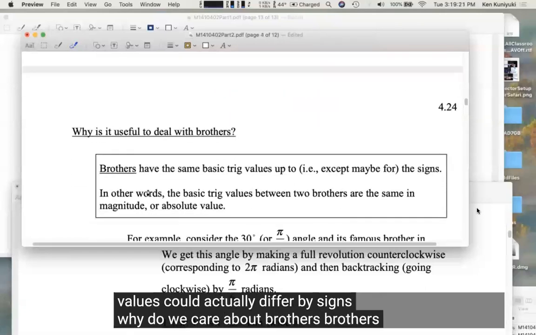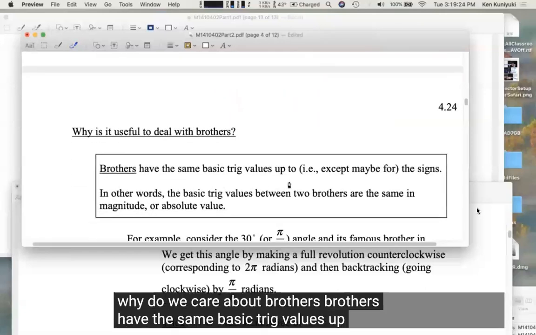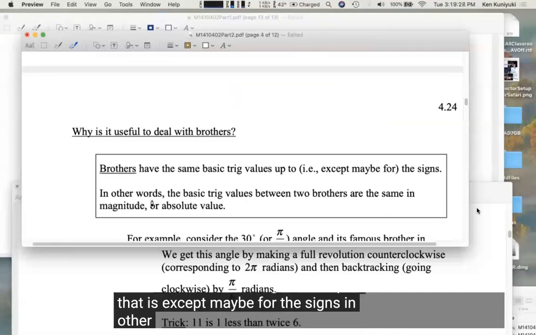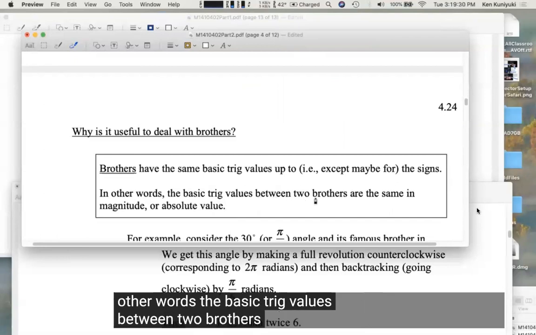Why do we care about brothers? Brothers have the same basic trig values, except maybe for the signs. In other words, the basic trig values between two brothers are the same in magnitude or absolute value. They can only differ at most by signs.